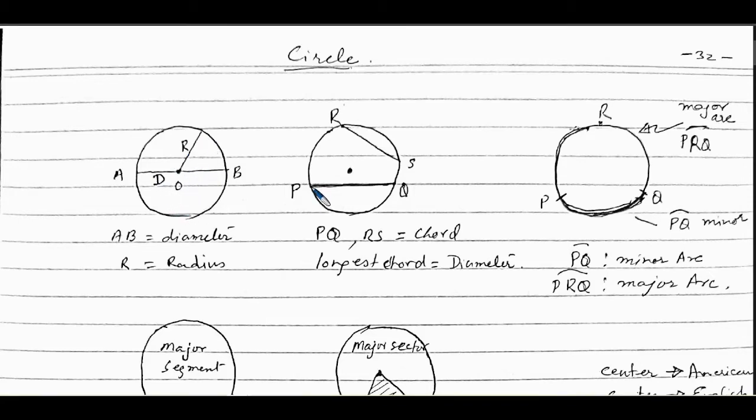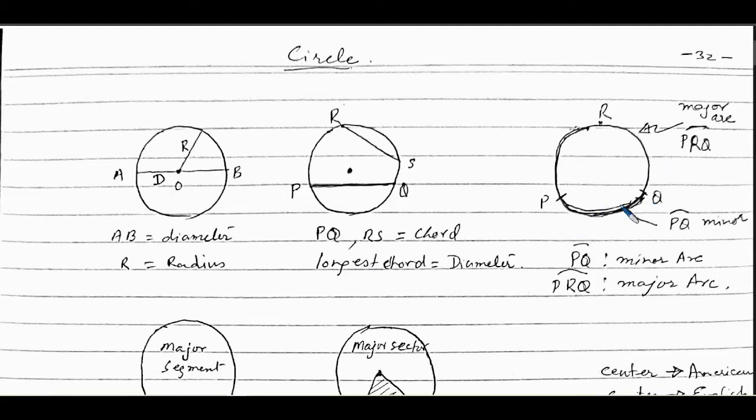You can have a line which need not pass through the center. These are called chords. Like PQ is a chord, RS is also a chord. The longest chord is the diameter. This is the longest chord. As the chord moves away from the center, it will become shorter, and so on, it will decrease. So the longest chord will be the diameter.